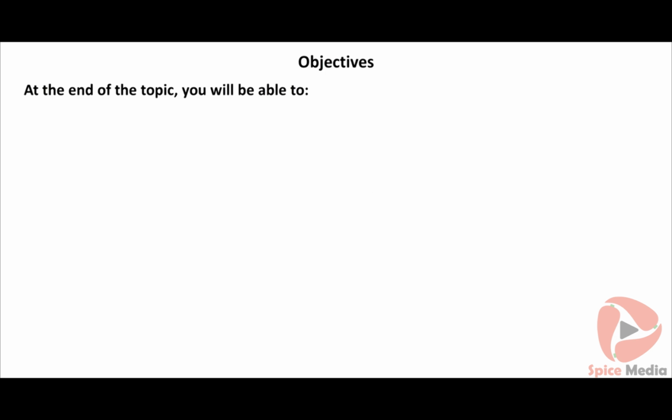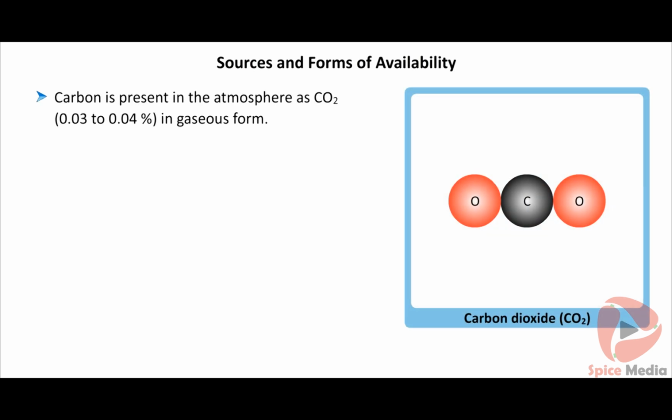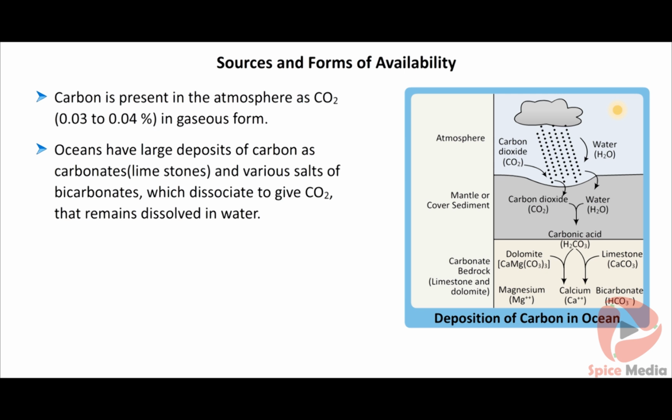At the end of the topic, you will be able to list down the sources and forms of carbon and explain the course of events in the carbon cycle. About 0.03 to 0.04% of carbon is present in the atmosphere as carbon dioxide in gaseous form. Oceans have large deposits of carbon as carbonates, that is, limestones, and various salts of bicarbonates, which dissociate to give carbon dioxide that remains dissolved in water. Even fresh water has dissolved carbon dioxide in it.